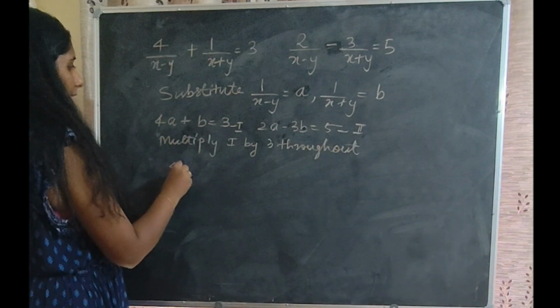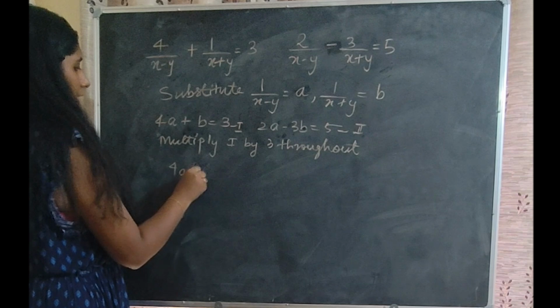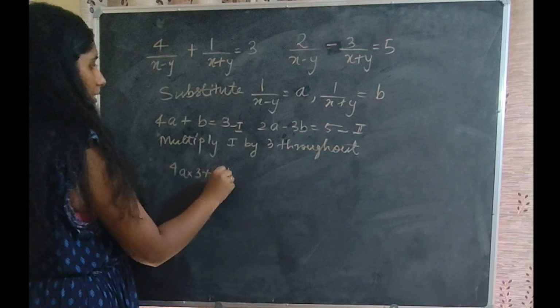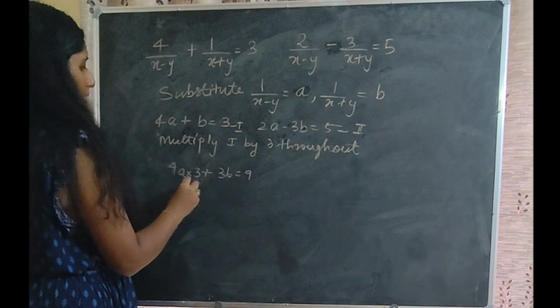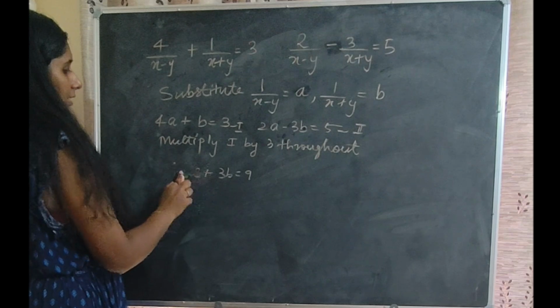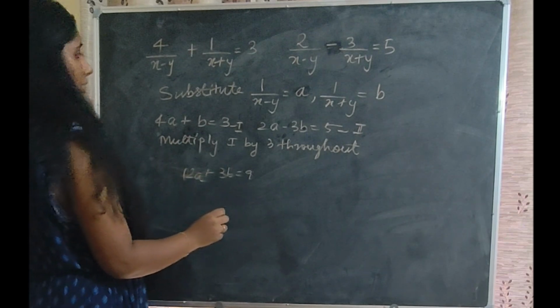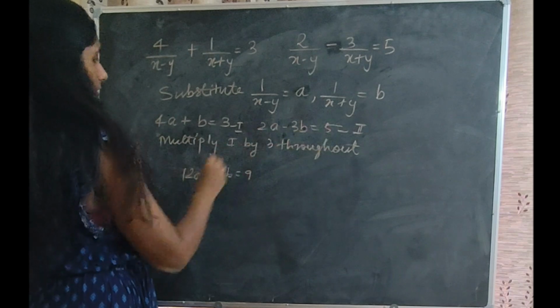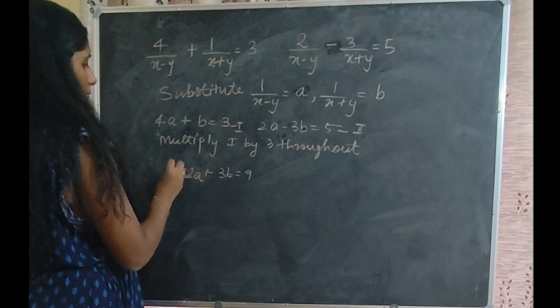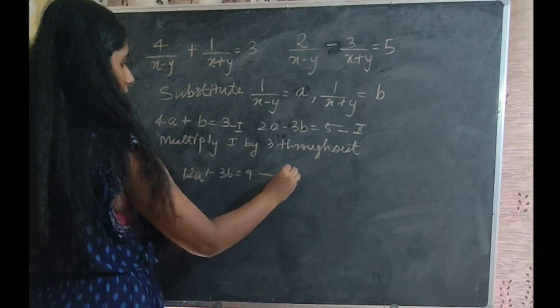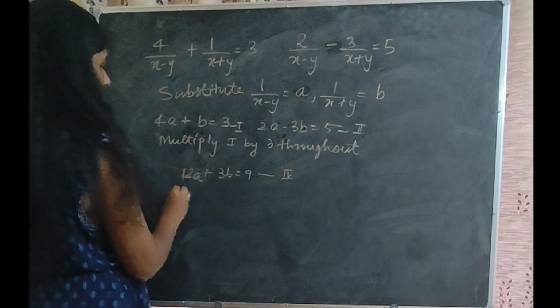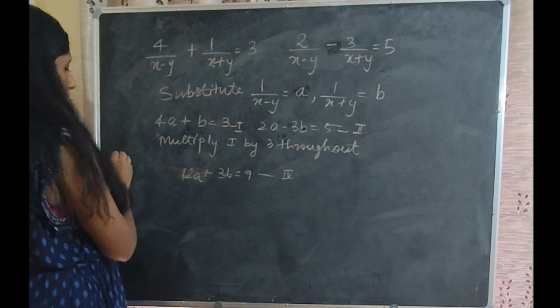So 4a into 3 plus 3b is equal to 9. So 4a into 3, 4 3s are 12a. So 12a, and this will be as it is. This is equation number 4. Now add.